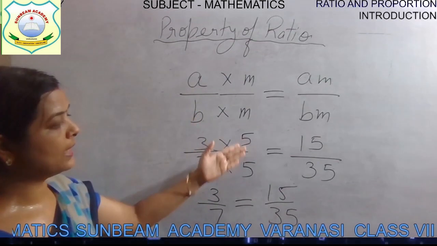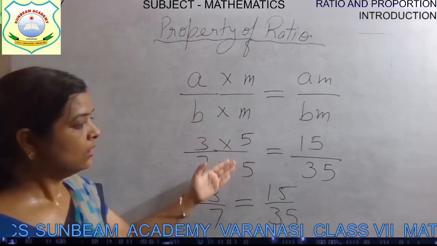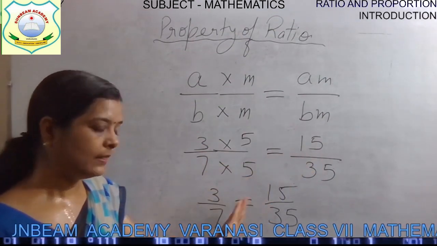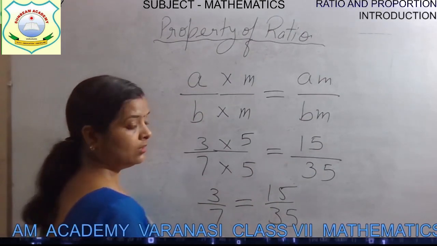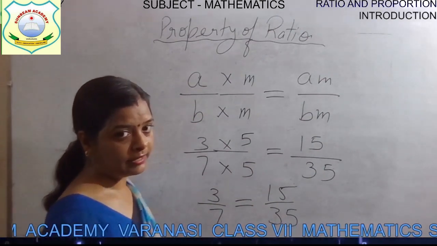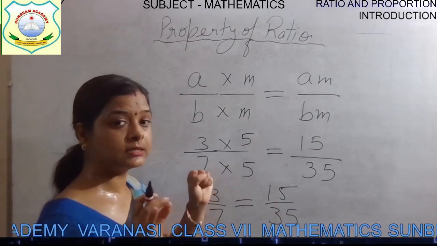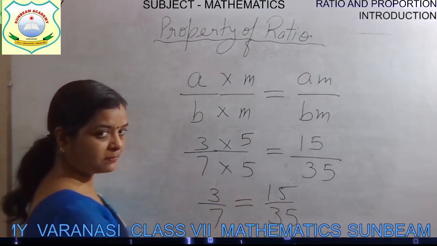When you multiply any number in the numerator and denominator, whatever answer we obtain will always be equal to that ratio. Only the numbers vary, but the resultant simplest form will always be equal. See how? It is already in simplest form.